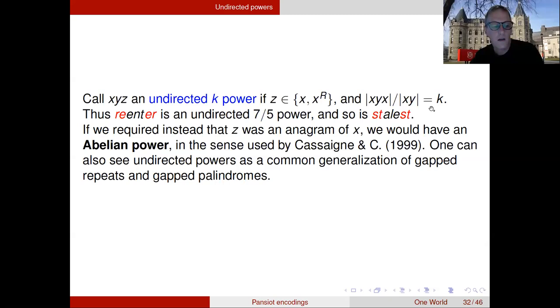So just to comment, if we instead required that Z was an anagram of X, we would have an abelian power in the sense that Cassaigne and I introduced in 1999. And of course, if we simply said Z had to be equal to X, we would have ordinary powers. You can also see undirected powers as a common generalization of gapped repeats and gapped palindromes.